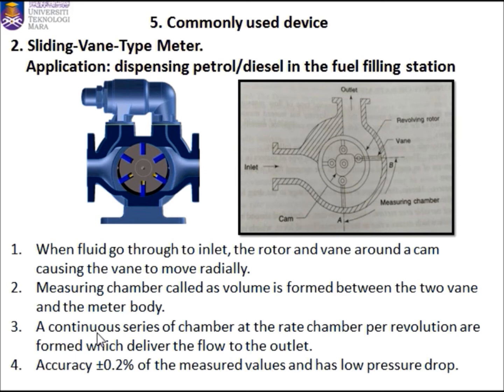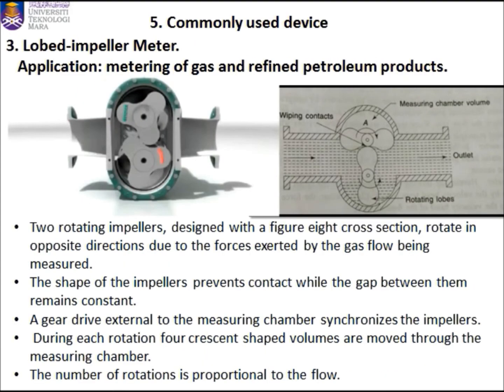Okay, so a continuous series of chambers, at the rate of chambers per revolution, are formed which deliver the flow to the outlet. This constant volume is accurate for every dispenser. Accuracy is plus or minus 0.2% of the measured value, and it has low pressure drop. Right, so next example, a commonly used device is the lobe impeller meter or lobe impeller pump.